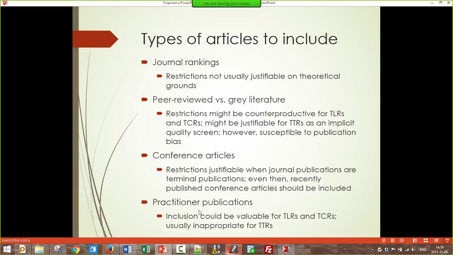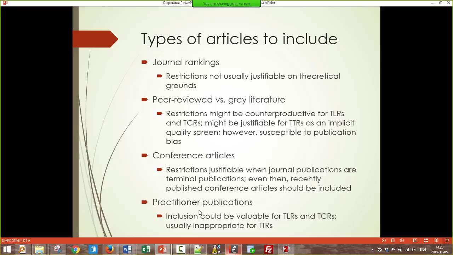And so where did they publish it? Maybe they published it in Project Management Institute magazine. Or maybe they just published it on their blog on the web. Are you going to include that in your literature review? If you include that, where do you stop? You just search the web and anything you find, you just include in your literature review? So it's a very messy area you're entering into.